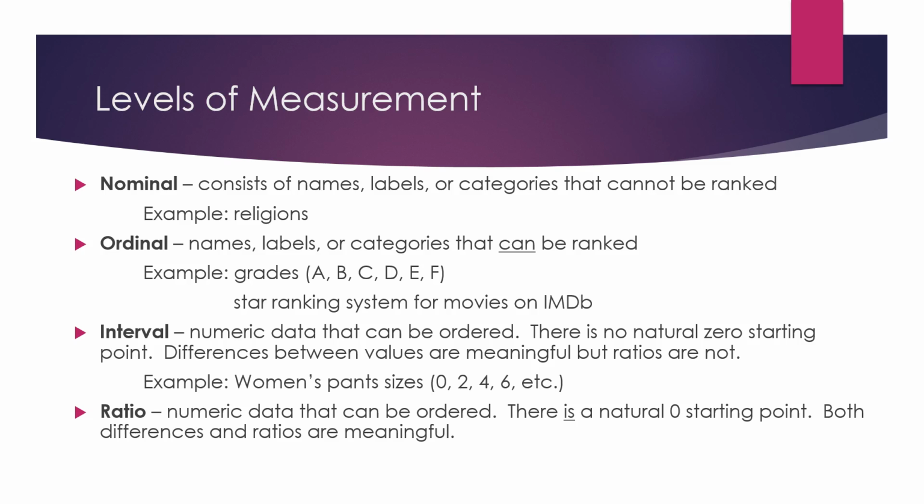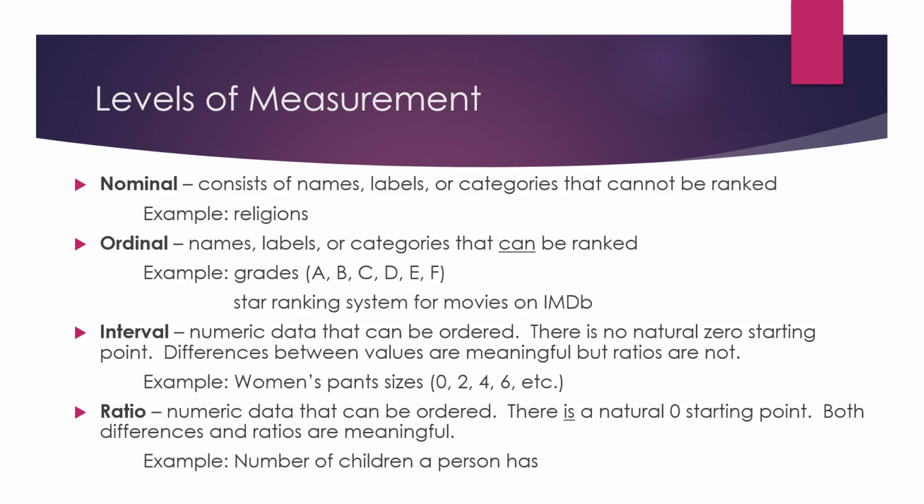Lastly, we have ratio. Ratio is numeric data that can be ordered. There is a natural 0 starting point, and both differences and ratios are meaningful. An example for this one is the number of children that a person has. So the natural 0 starting point in this case is that 0 means that there is a complete lack of children. There are no children. Also, both differences and ratios are going to be meaningful.